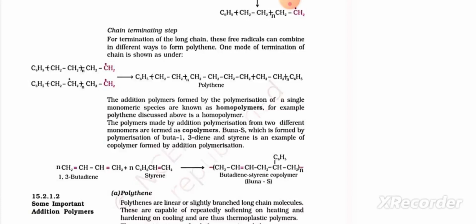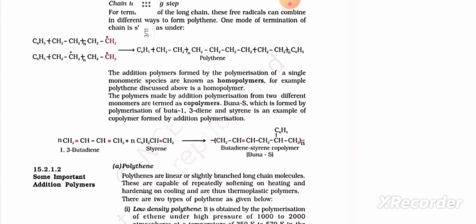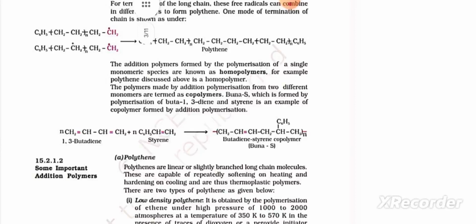The addition polymer formed by polymerization of a single monomeric species is known as a homopolymer. For example, polythene discussed above is a homopolymer. When the polymer is made up of the addition of two or more different types of monomers, it is termed a copolymer. Example, Buna-S, which is formed by polymerization of buta-1,3-diene and styrene, is an example of a copolymer formed by addition polymerization.